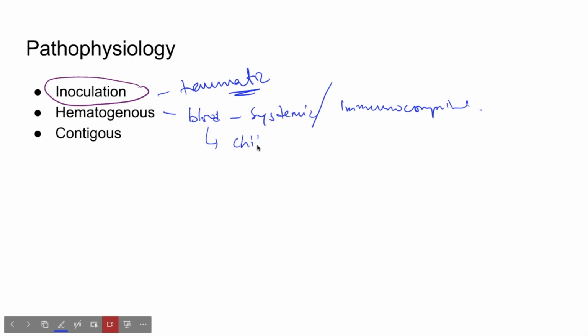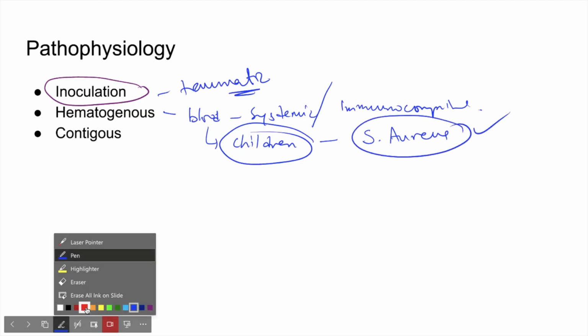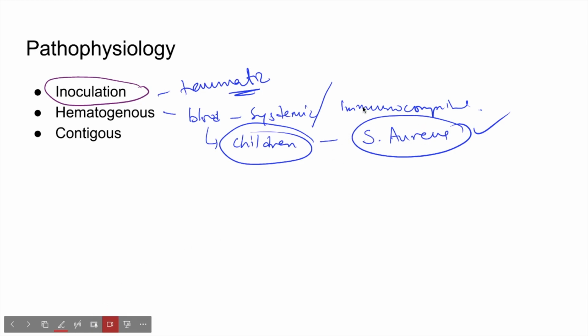This is the most common way in which it spreads in children. In the pediatric age group, osteomyelitis occurs because of a hematogenous or a systemic infection. Which is the most common organism that causes hematogenous osteomyelitis? It is Staph aureus. Staph aureus is the most common organism. It doesn't matter what the mechanism is, but especially so in children and in hematogenous spread. In adults, the most common location where the hematogenous spread occurs is in the vertebrae.